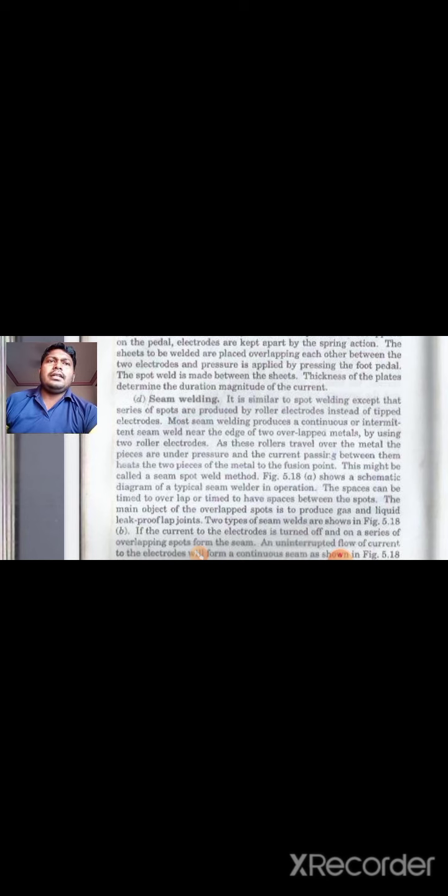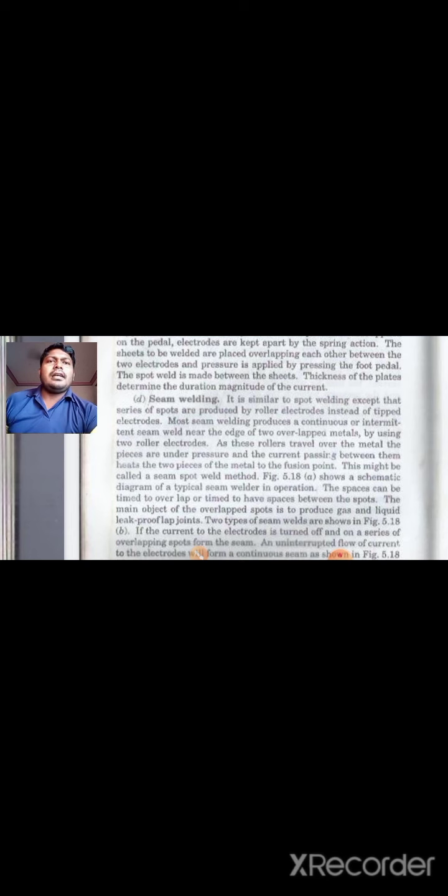Most seam welding produces a continuous or intermittent seam weld near the edge of two overlapped metal pieces by using roller electrodes. As these rollers travel over the metal, the pieces are under pressure, and the current passing between them heats the two pieces of metal to fusion point. This might be called a seam spot weld method, and the figure shows a schematic diagram of a typical seam welder in operation.